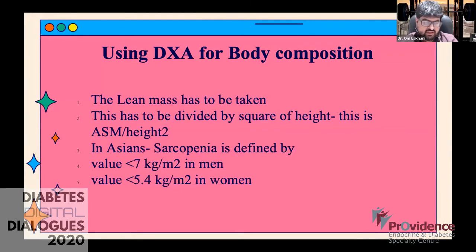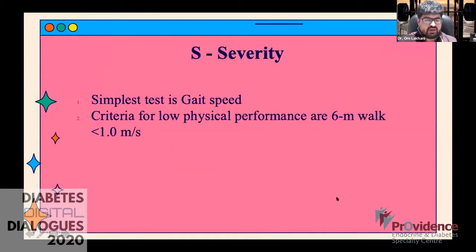In Asians, this is what is important to us. Sarcopenia is defined when this value is less than 7 kg per meter square in men and 5.4 kg per meter square in women. So it's a very simple thing to do. Again, not very complicated. If you're treating osteoporosis routinely and sending your patients for a DEXA BMD, also ask them to measure the body composition.